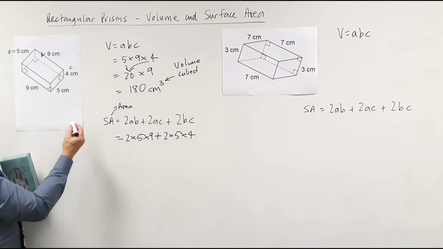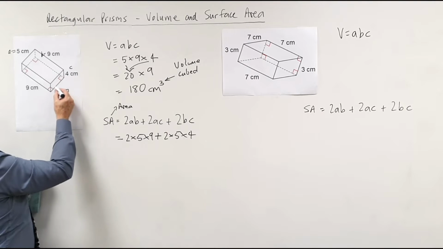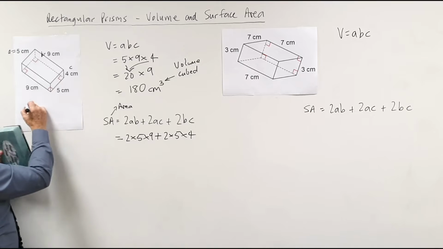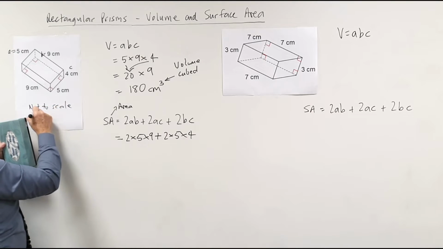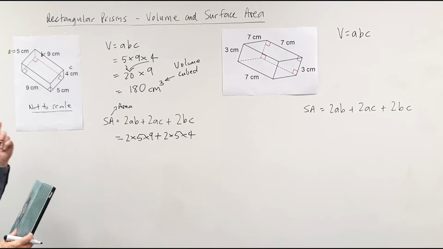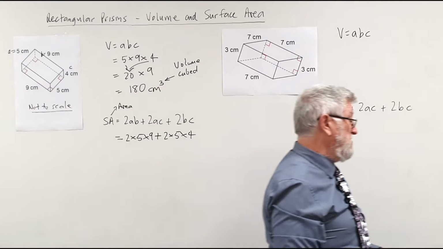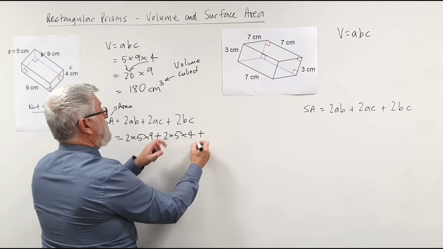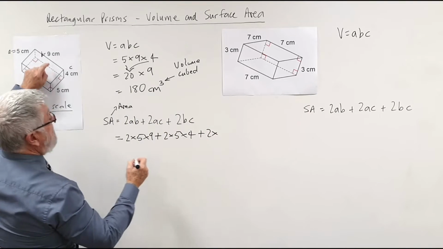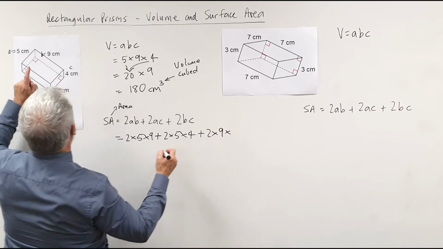One of the things I don't like sometimes is that if that's a 4, there's no way in the world that could be a 5. And that's what we talked about, it's not to scale. When people create them on computers, often it's not to scale. It doesn't change the fact that we do the calculation the same. So I'll finish off the last bit: plus 2 times the B, which is 9, times the C, which is 4.